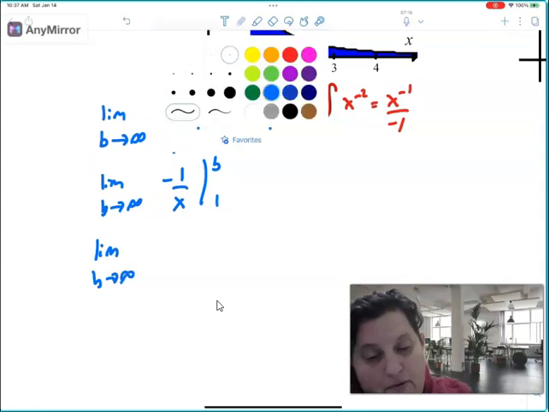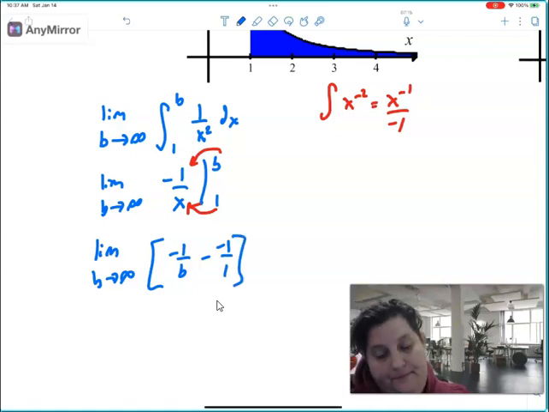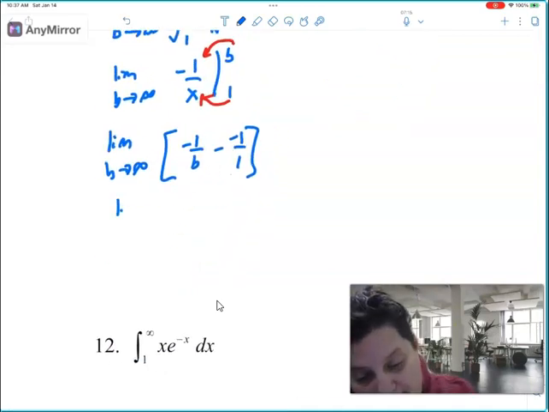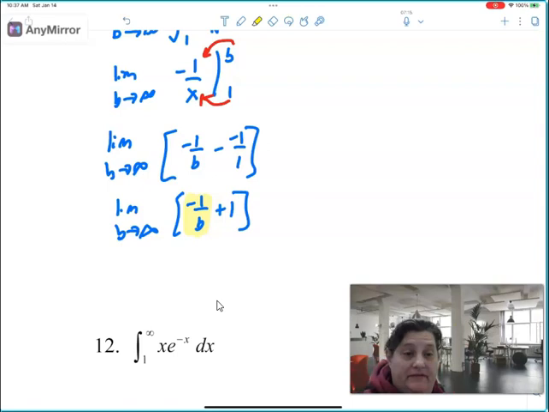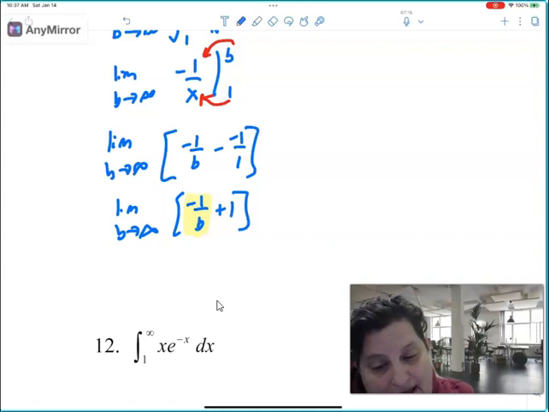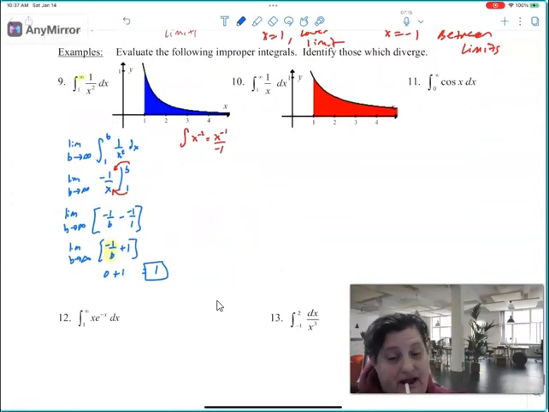And then remember, when we evaluate, we do top minus bottom. So I end up getting negative 1 over b minus negative 1 over 1. So it's the limit as b approaches infinity of negative 1 over b plus 1. Now, can we evaluate that as b goes to infinity? Well, 1 over an infinitely large number ends up just being 0. So I can evaluate this. So this is what's called convergent, and I can actually get an answer.